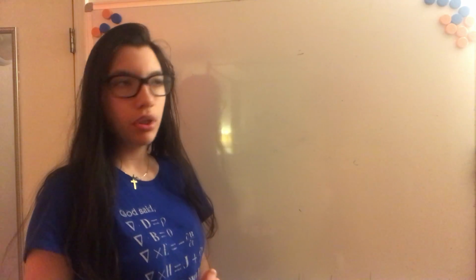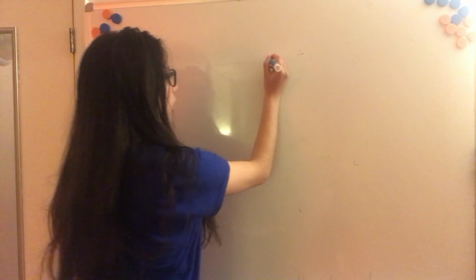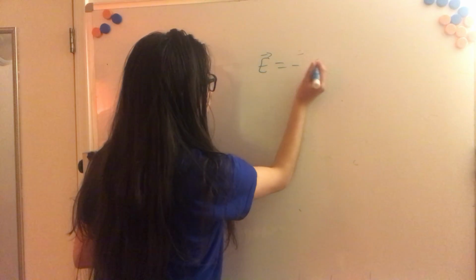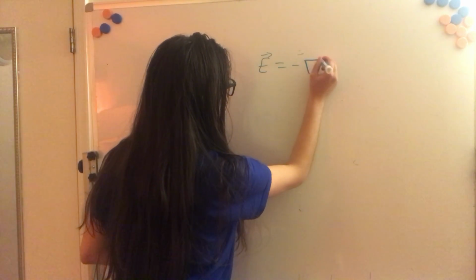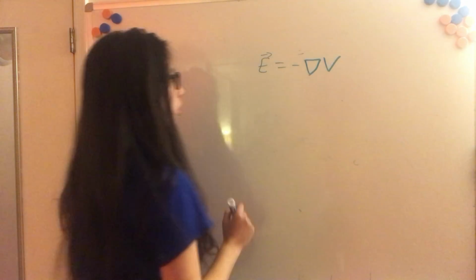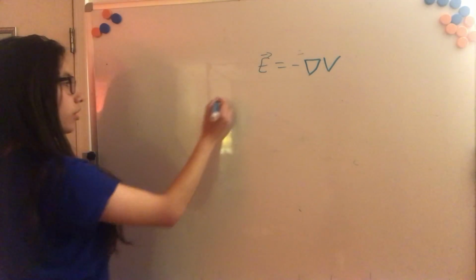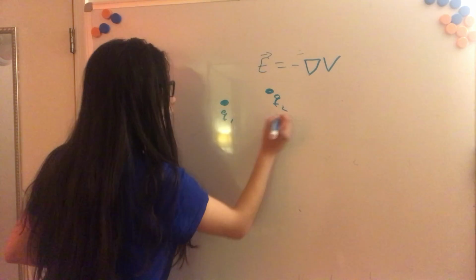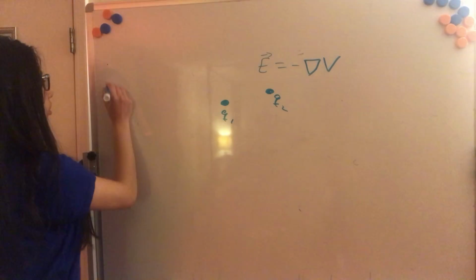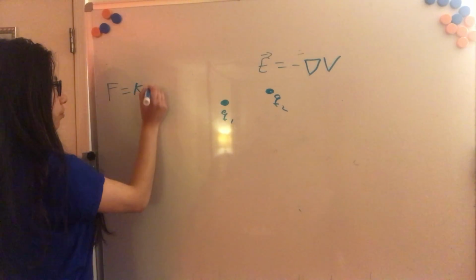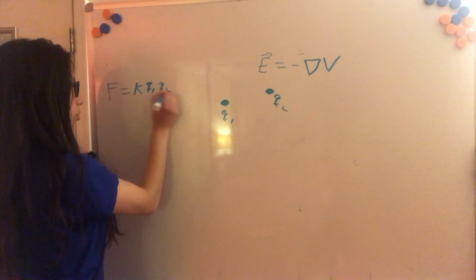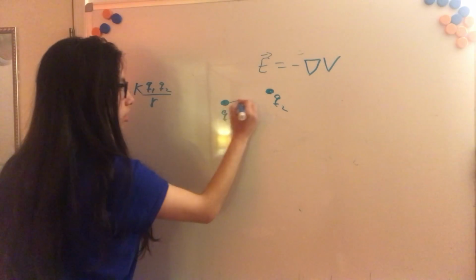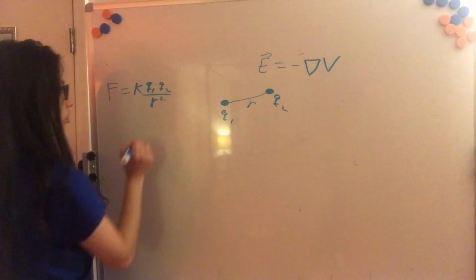Now we're going to see the first of the Maxwell equations in terms of derivative instead of integral form, and to see why the electric field is the negative of the gradient of the voltage. So we have here a charge Q1, another charge Q2. The force between them is Coulomb's constant times Q1 times Q2 divided by the distance between them squared.